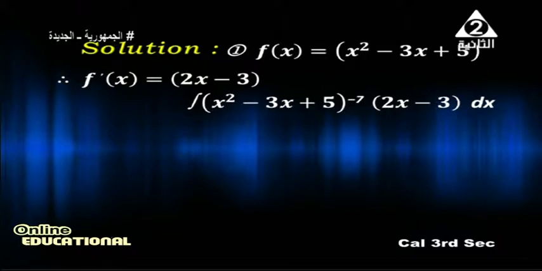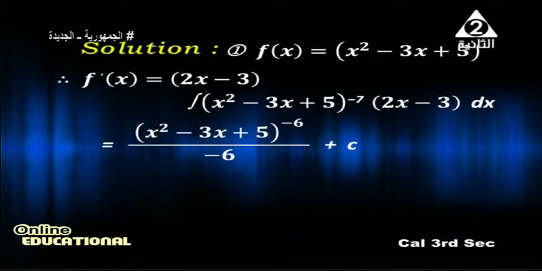Now integration of (x power 2 minus 3x plus 5) all to the power negative 7 multiplied by (2x minus 3). We can apply theorem 3. We have a function between two brackets to the power negative 7. The function is x power 2 minus 3x plus 5. The derivative of the function inside the bracket is 2x minus 3. Then we have integration f of x power n multiplied by f dash x dx. Then the integration equals the bracket (x power 2 minus 3x plus 5) all power negative 7 plus 1, which equals negative 6, divided by negative 6 plus the constant c.